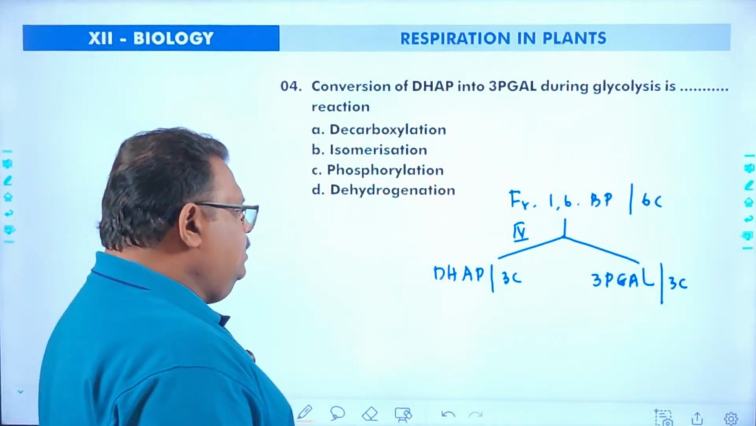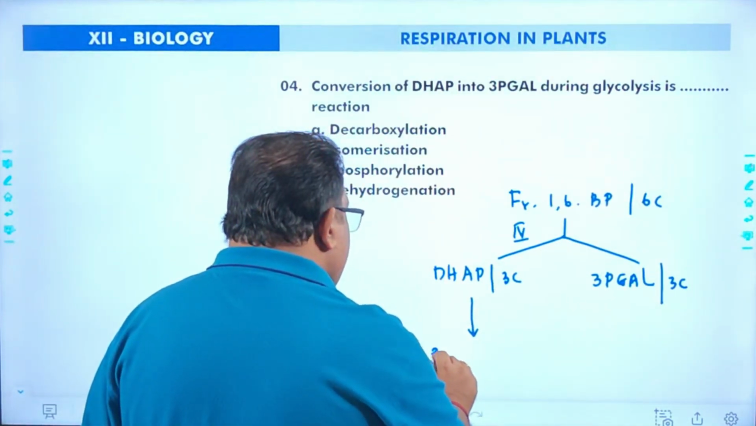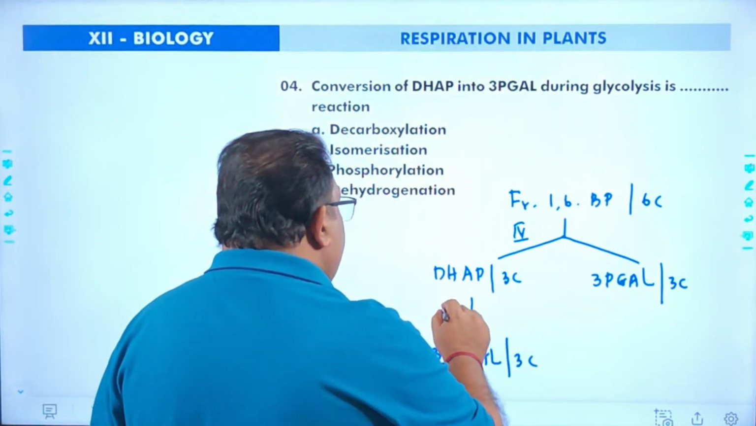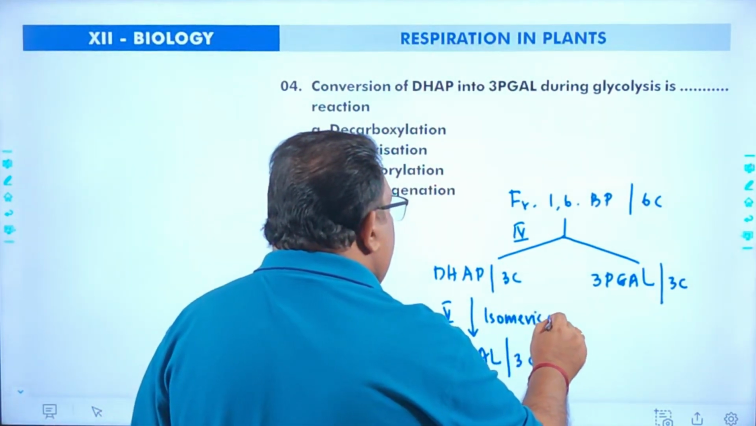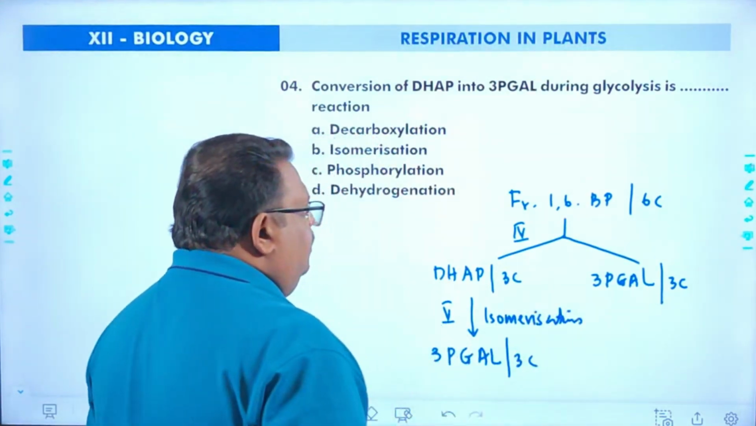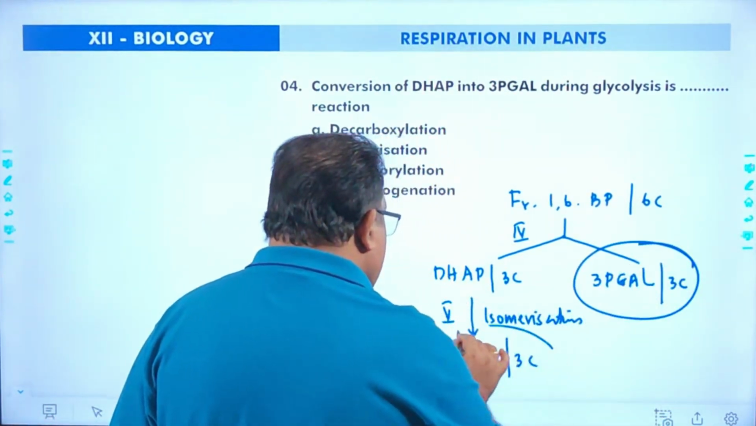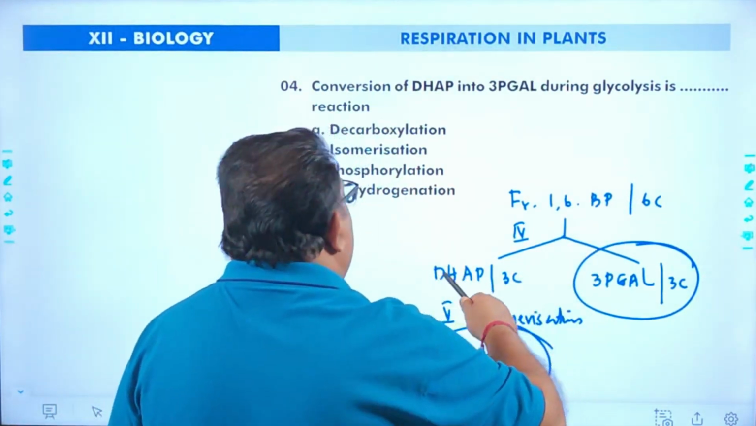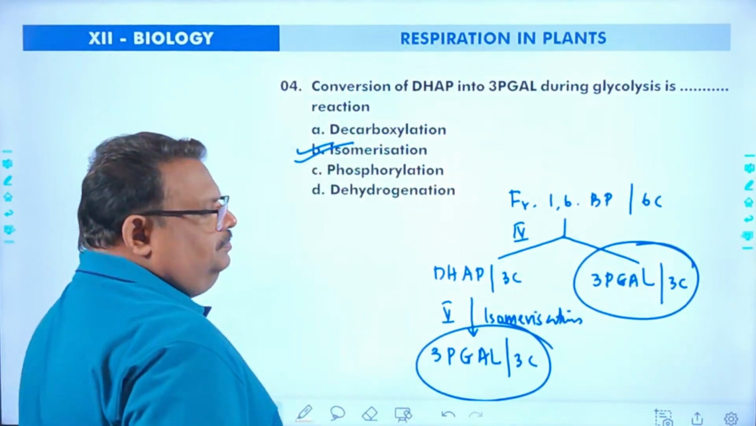Then what happens is that the dihydroxyacetone phosphate is also converted into 3-phosphoglyceraldehyde. And this is the 5th reaction. This reaction is called isomerization. So that from 1 molecule of glucose, we will be getting 2 molecules of 3-phosphoglyceraldehyde. So what is the name of the 5th reaction? The conversion of DHAP into 3-PGAL. It is called isomerization. Next one.